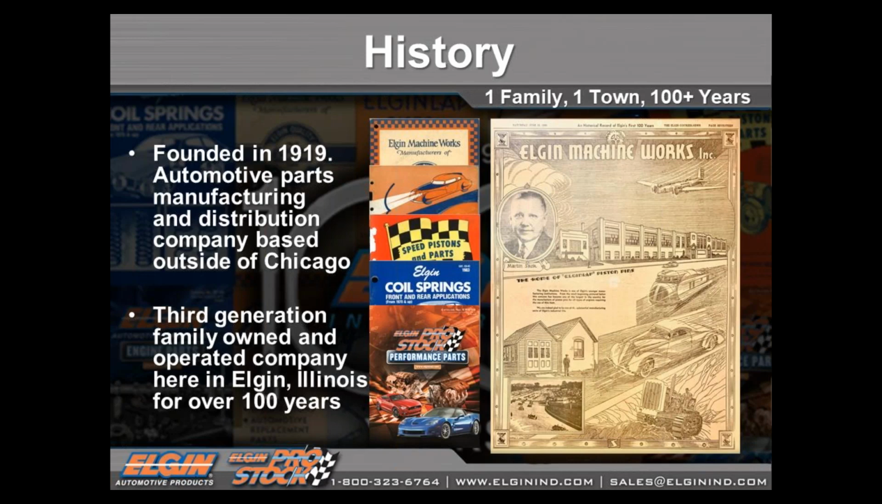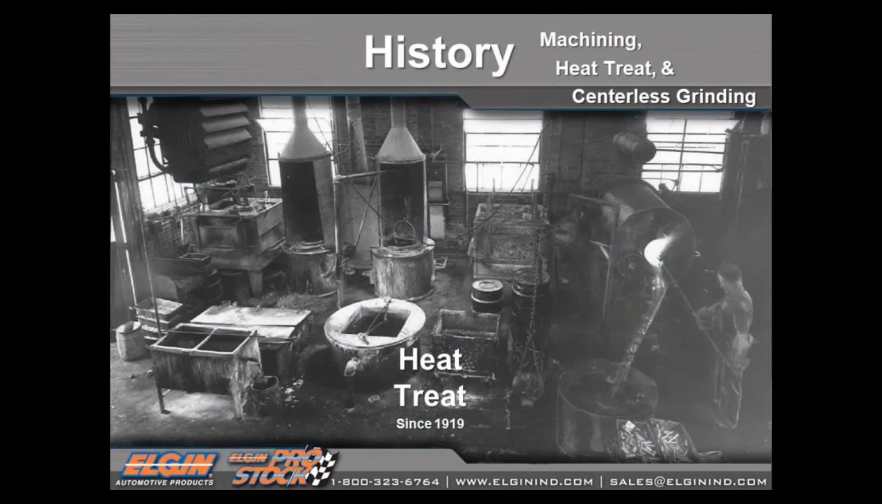He was successful at actually making piston pins and sending them out to get the heat treat and the grind done at that time, and that sparked a passion, like in many entrepreneurs, to follow up on that and expand the business. In 1927, he began operating under the name of Elgin Machine Works at a very young age.